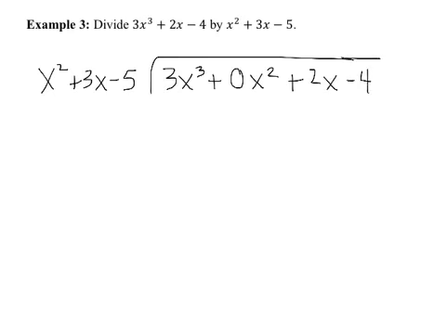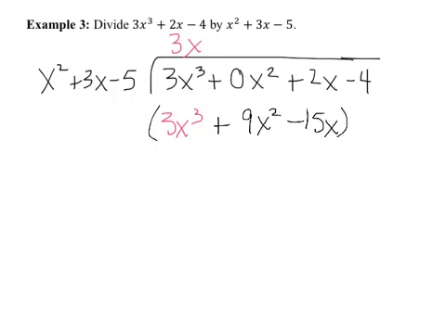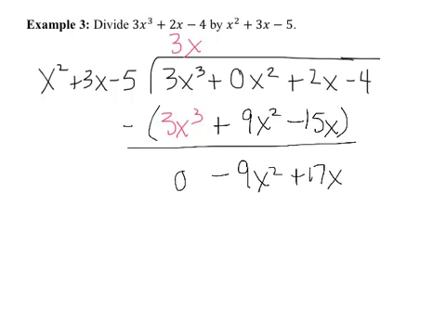Okay, and I start by saying, alright, well, I'm going to definitely have to put a 3x here, because 3x times x squared gives me 3x cubed. Then we go 3x times 3x gives me 9x squared. And then 3x times a negative 5 gives me minus 15x. I have to remember to subtract that entire thing. I'm going to have 0 minus 9x squared. Now 2x minus negative 15x is going to give us 17x. Now I have to bring down the negative 4 at the end, so I put a minus 4.